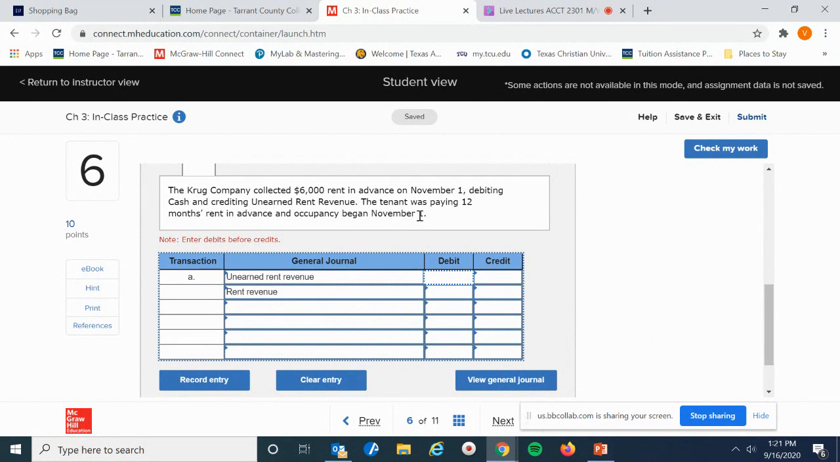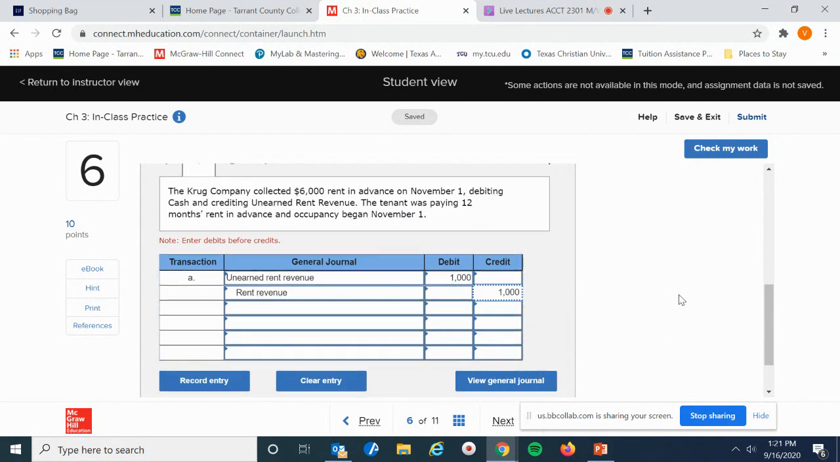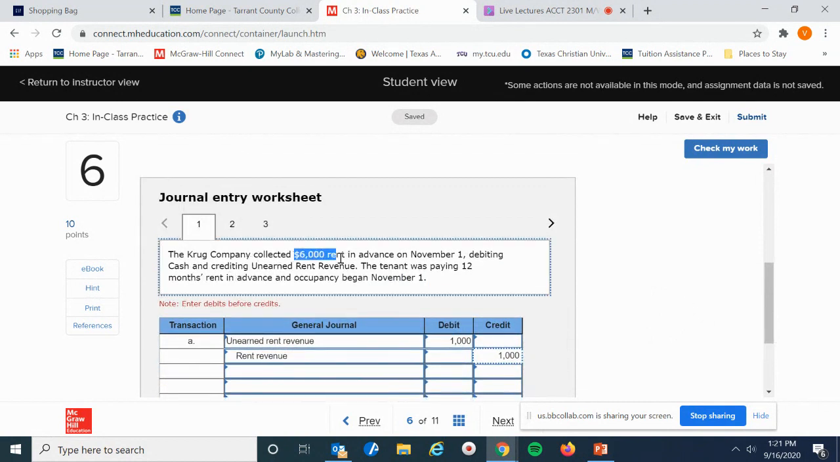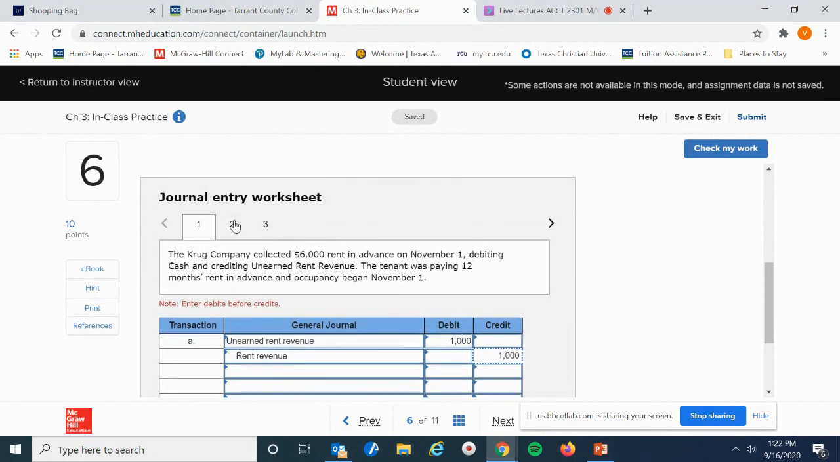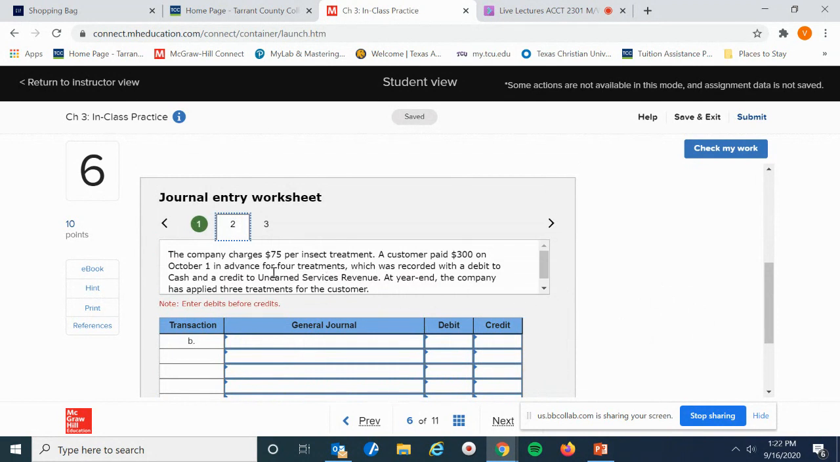Now, in this case, we're starting with November 1st. November is 1 month, December is the second month. So we have $1,000 of unearned revenue and $1,000 of rent revenue that has been earned. The adjustment again is for the portion of that unearned revenue that became earned in November and December of that year. Does anyone have any questions so far? If you guys don't have any questions, I'll look at the next transaction.